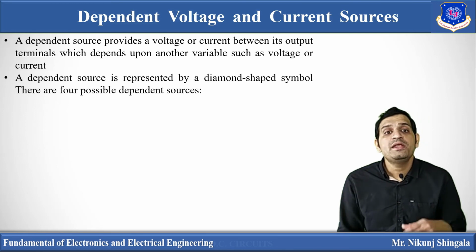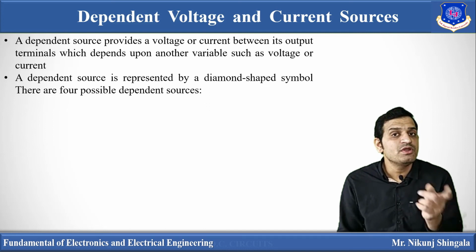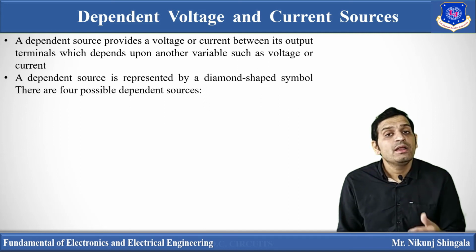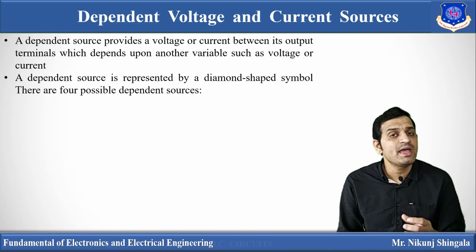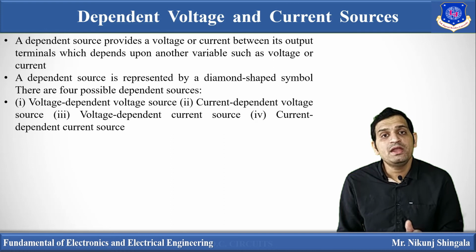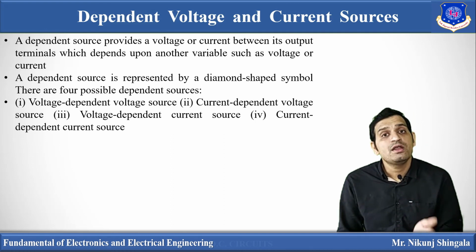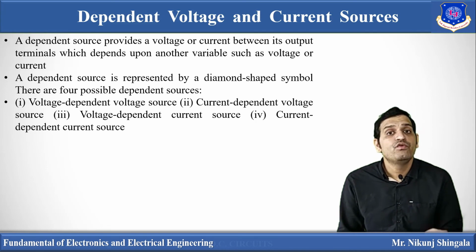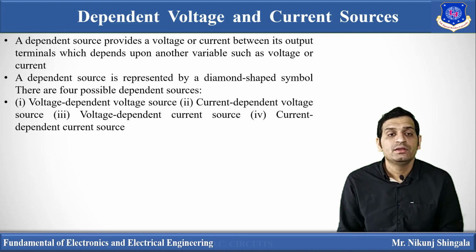Now, a dependent source is denoted by a diamond-shaped symbol. An independent source is denoted by a round symbol, and dependent sources are denoted by a diamond-shaped symbol. There are four possible dependent sources, so let us take them one by one. Voltage dependent voltage source means a voltage source which depends on another voltage. Then there is the current dependent voltage source, then the voltage dependent current source, and the current dependent current source. So let us see each and every one.